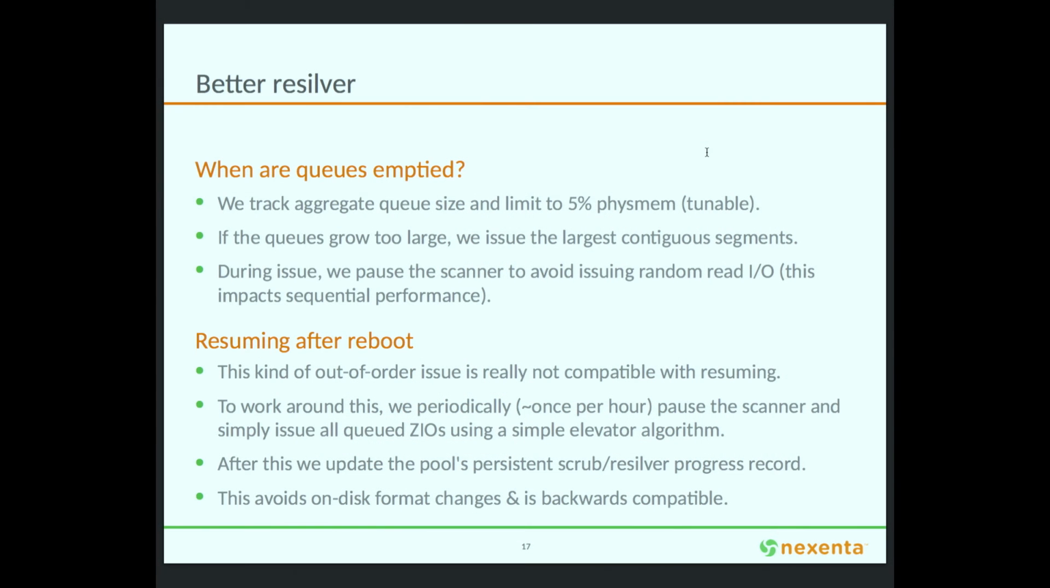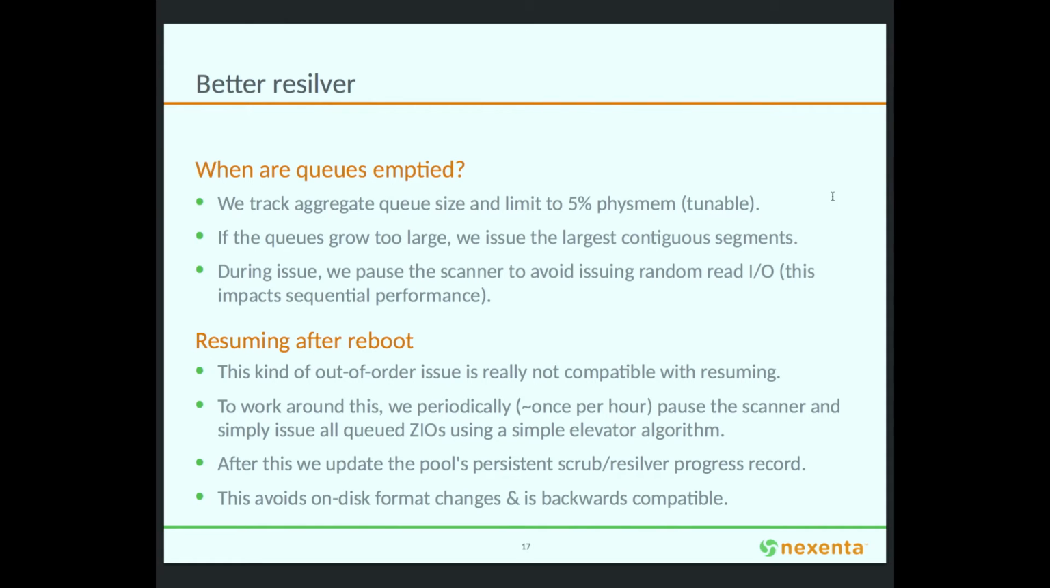Now, one thing that this really impacts is the ability to resume after a reboot, or if you have a machine crash and you want to resume your resilver or scrub. This kind of design, this kind of out-of-order processing, really tends to mess with the old way ZFS stored the progression records on disk. And for scrub, it's really not that big of a problem. But if you miss some transactions from your resilver, that's going to be a bit of a problem.